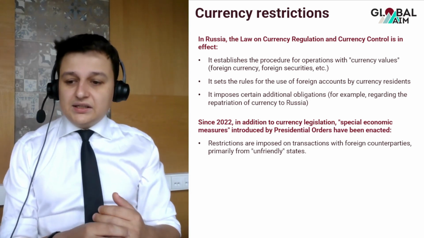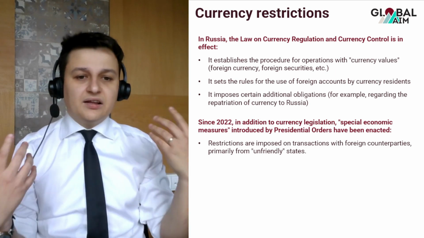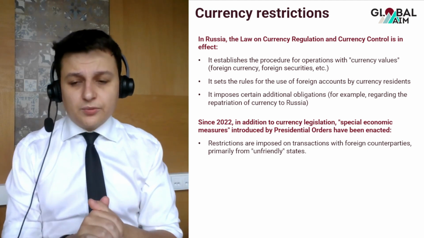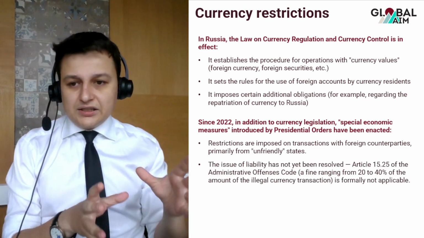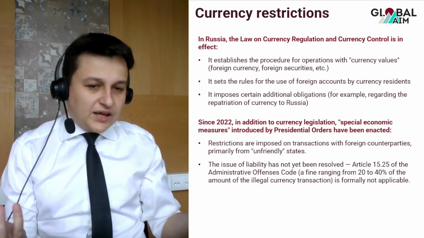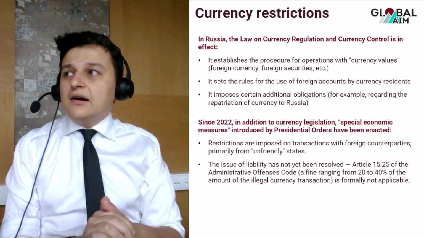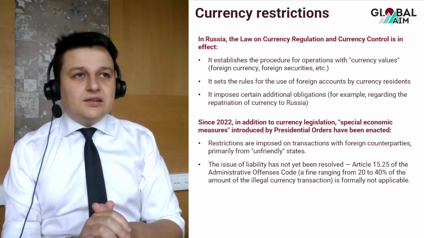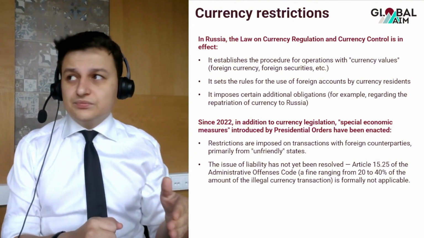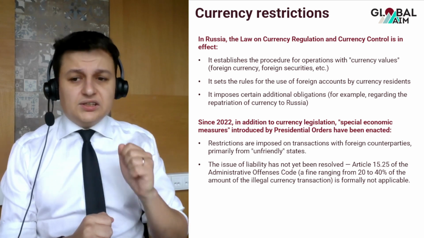The question here is the following. Up until recently, we were not able to identify what the liability is for the breach of the special economic measures, because the liability stipulated in the Administrative Offences Code, usually a fine ranging from 20 to 40% of the amount of the illegal currency transaction, due to some legalese could not be applied to the special economic measures, as they are de facto not part of the currency control legislation. But this was until recently.